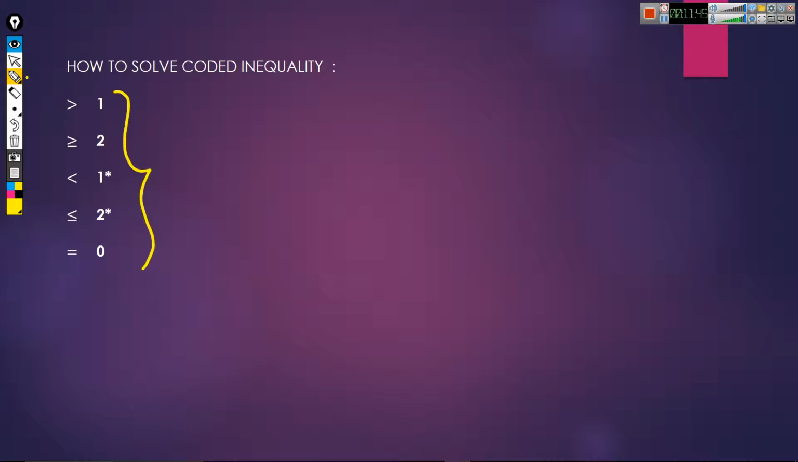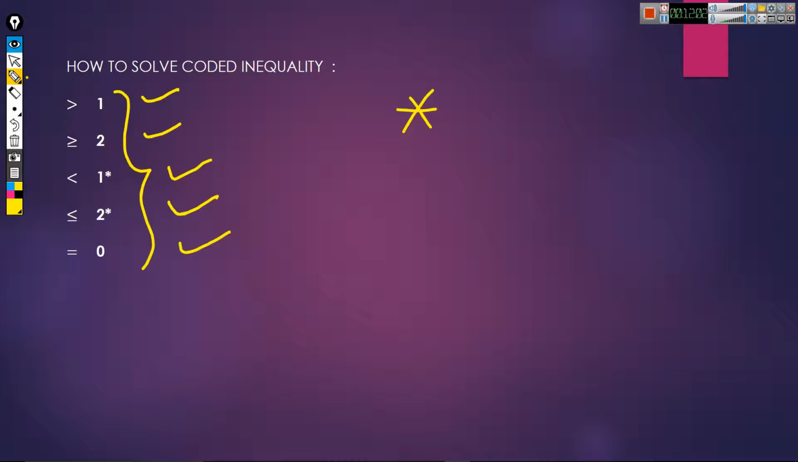For greater than you have to write 1, for greater than equals to you have to write 2, for less than you have to write 1 asterisk, this sign is known as asterisk, for less than equals to you have to write 2 asterisk, and for equals to you have to write 0.